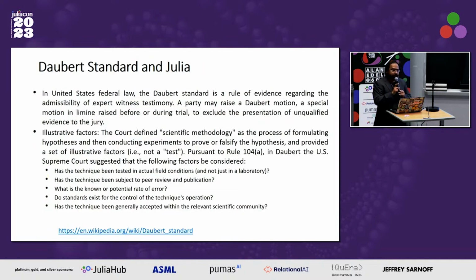Then there's something called the Daubert standard. In United States federal law, the Daubert standard is a rule of evidence regarding the admissibility of expert witness testimony. A party may raise a Daubert motion, which is a motion in limine raised before or during trial to exclude the presentation of unqualified evidence to the jury. There are some illustrative factors defined by the court, and they are part of scientific methodology.